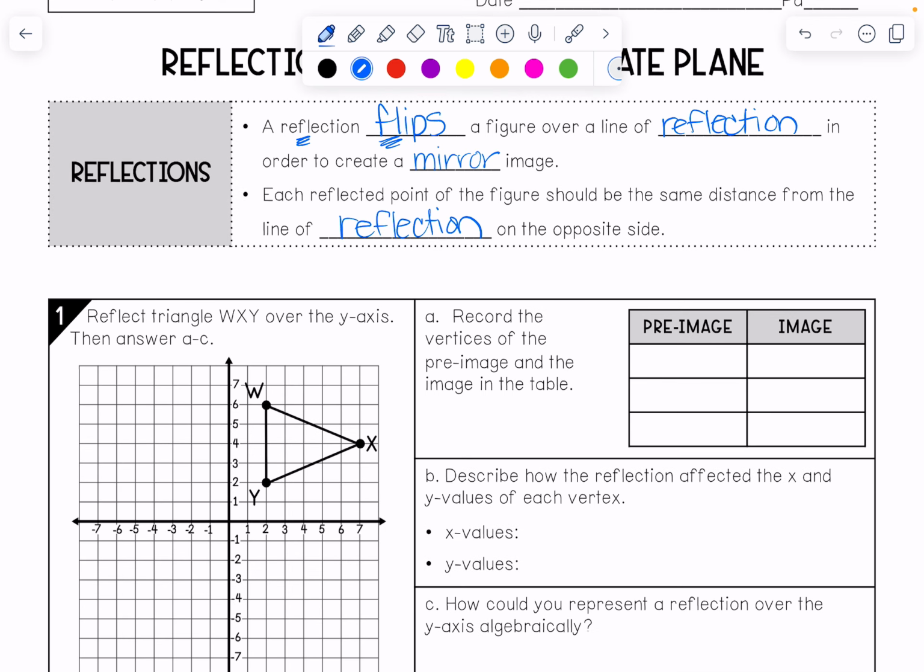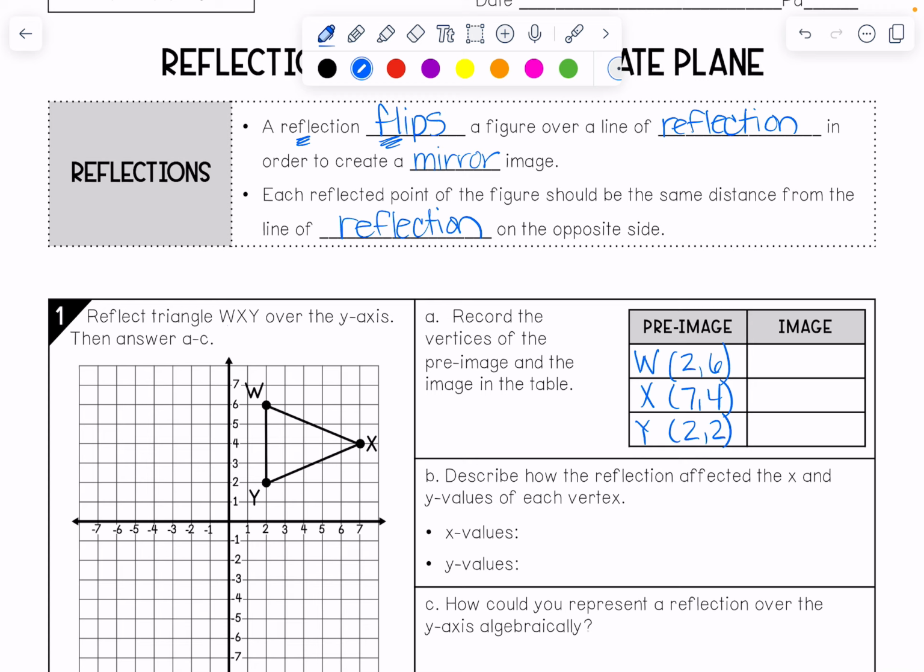So what we're going to do is look at the coordinates for our pre-image, which is the original object, the original picture we have here, and then we're going to reflect it over and find the coordinates of our image. So I have W, X, and Y in my pre-image coordinates. W is at 2, 6, X is at 7, 4, and Y is at 2, 2. And here it says reflect triangle WXY over the y-axis.